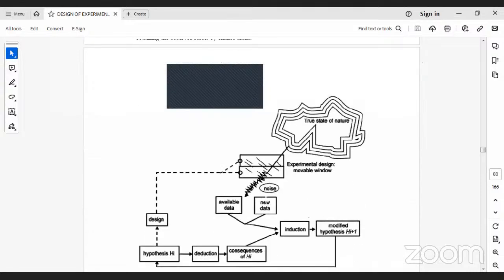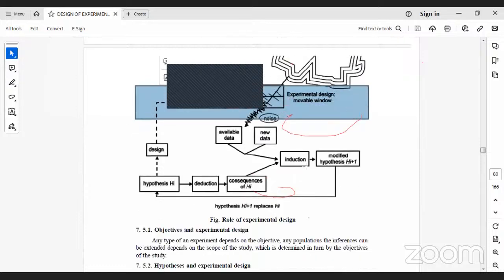See the diagram, all of you. The most important diagram. This is the true state of nature. This is the experimental design. This is a window. This is the noise. Available data and new data. Available new data from induction and modified hypothesis. From the window, design, hypothesis, deduction and consequences of the hypothesis. So, consequences of hypothesis. Have you all understood this diagram?